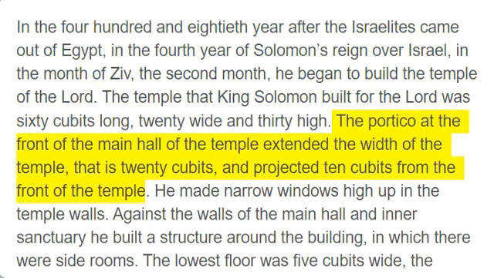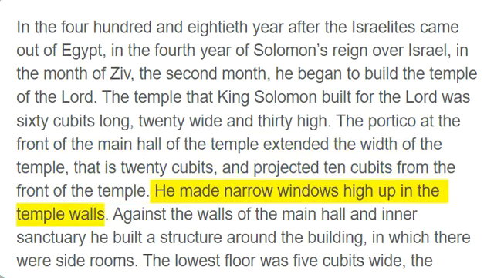The portico at the front of the main hall of the temple extended the width of the temple, that is 20 cubits, and projected 10 cubits from the front of the temple. He made narrow windows high up in the temple walls.